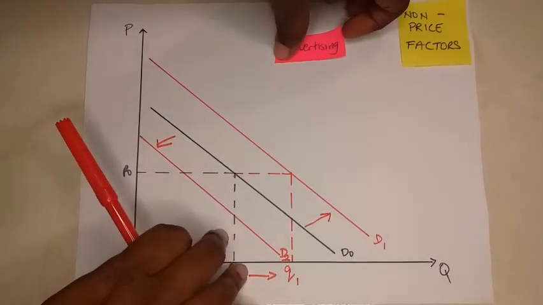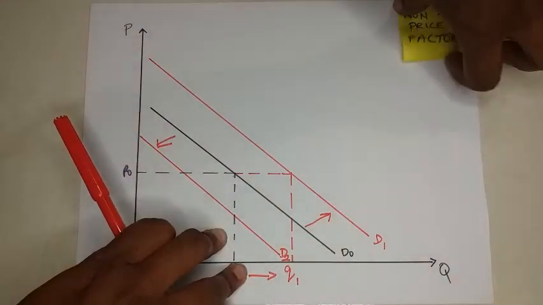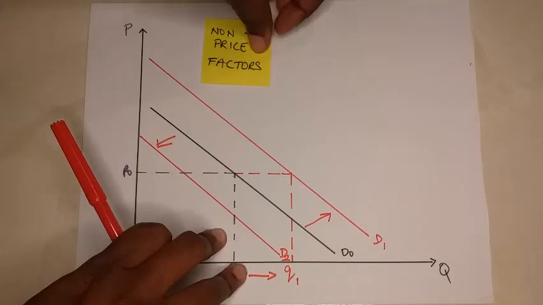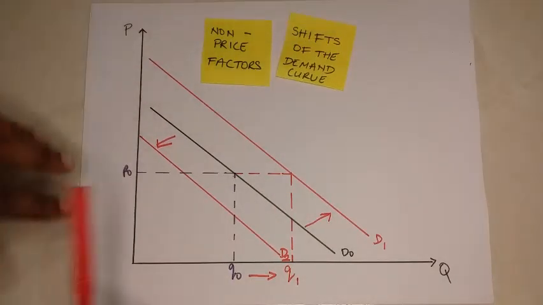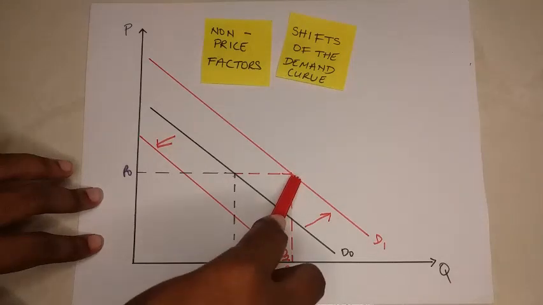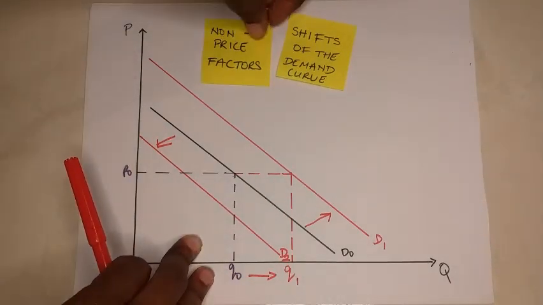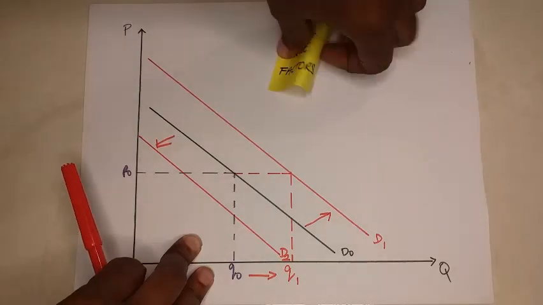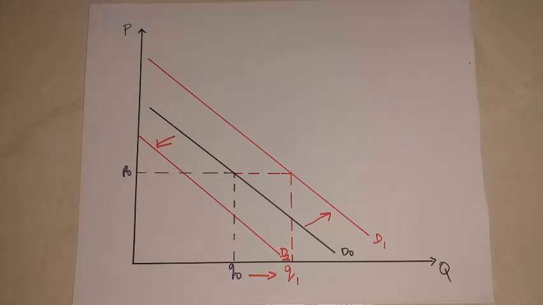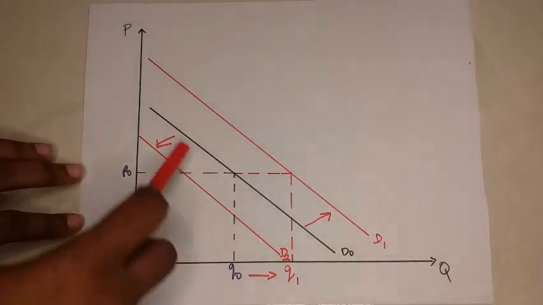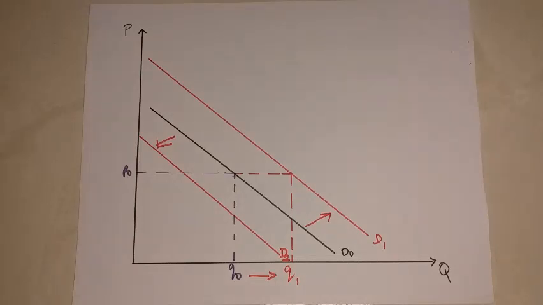So what I want you all to remember from this video is that the non-price factors are the ones that cause shifts of the demand curve. A shift to the right is called an increase in demand. A shift to the left, a decrease in demand. Price is the only factor which causes movements along the curve. All other factors cause shifts.